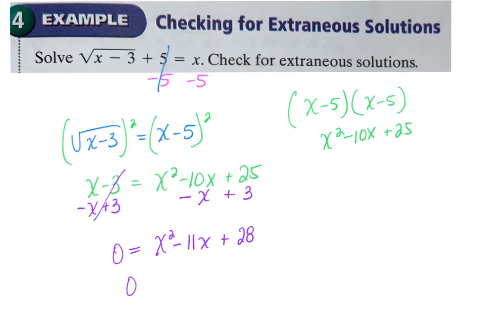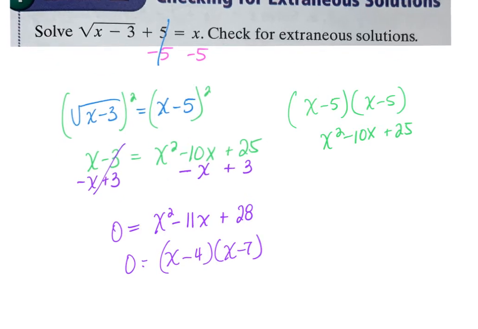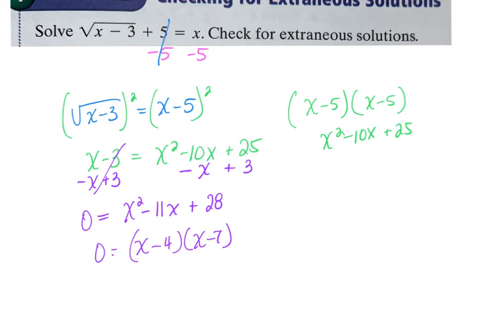All right, so x minus 4, x minus 7. Which means I need to set each one of those equal to 0. x minus 4 equals 0. x minus 7 equals 0. My answers will be 4 and 7, right? I need to check these.